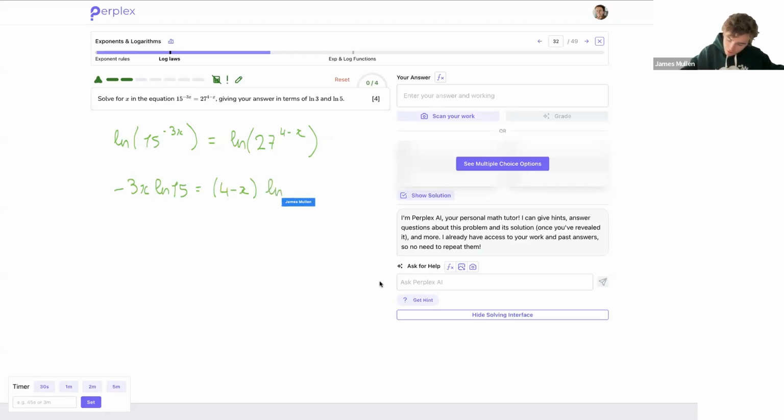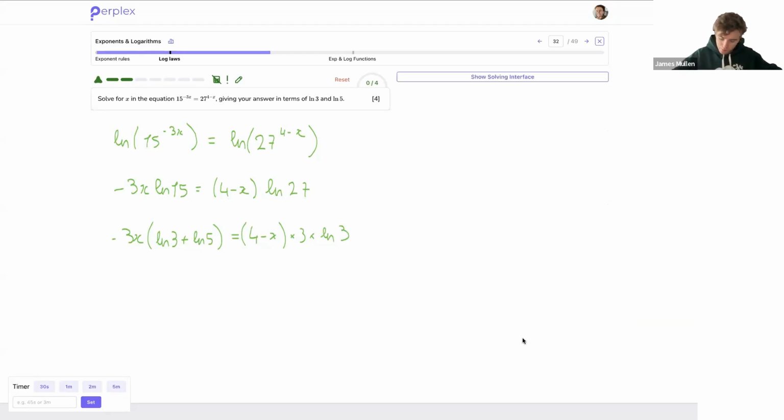is equal to 4 minus x ln 27. All right. And now I want to express each of these logs in terms of their prime factors. So 15 is 3 times 5, so negative 3x times ln 3 plus ln 5 is equal to 4 minus x. And 27 is 3 to the power of 3, so times 3 times, not 27 anymore, just ln of 3. Okay, and I'm just going to make some room.